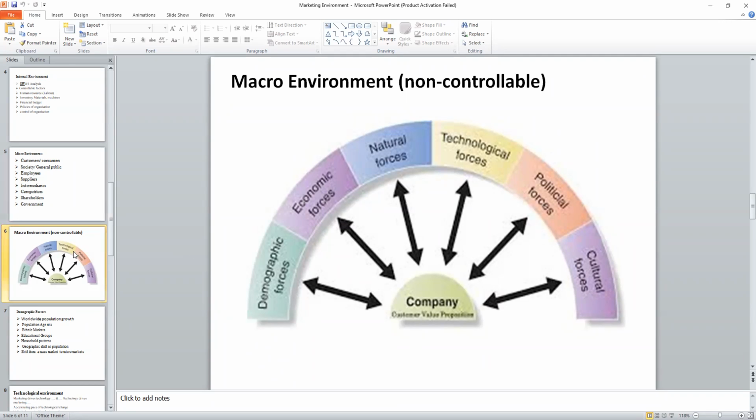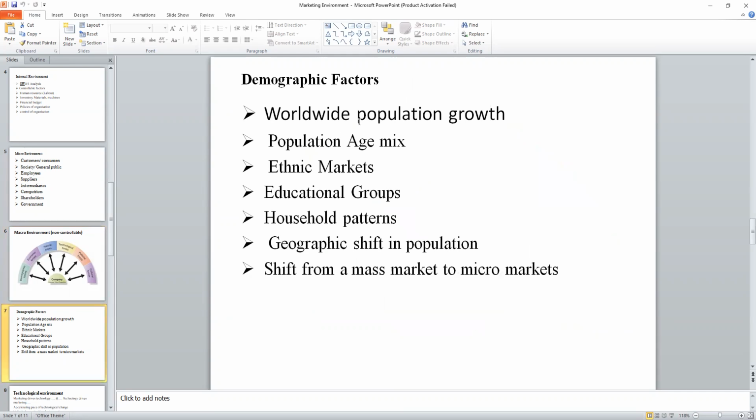If we take the first factor, that is the worldwide demographic factor. There are certain attributes which refine or define the demographic factors. First is the worldwide population growth. Now here, the strategies, when specifically the company thinks of entering the international markets, they take into account the statistics of the different markets they are entering into.